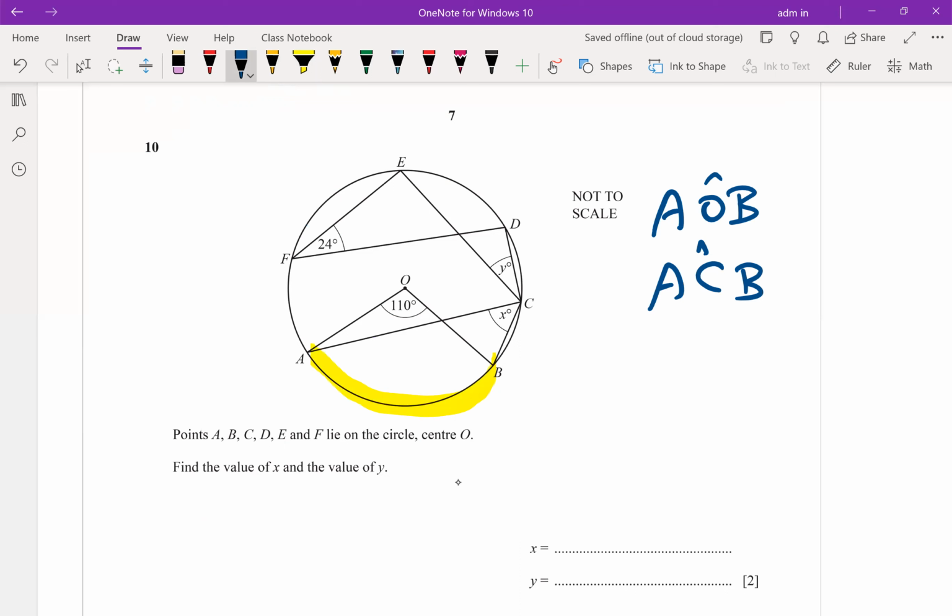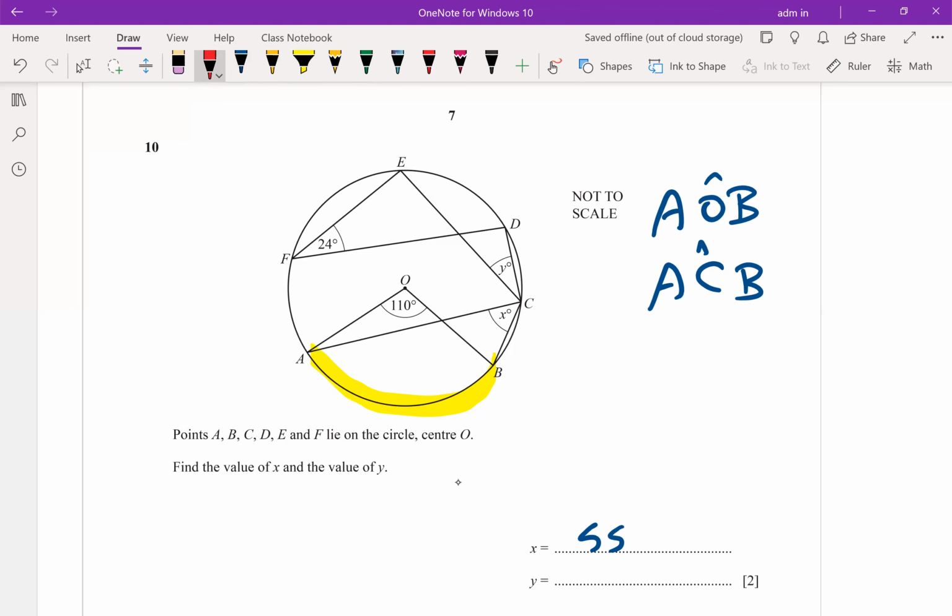AOB is the central angle, ACB is the circumference angle. The circumference angle is half of the central angle, subtended by the same arc, so it is 55. So x will be 55. But if I ask you to show working and give a reason, you have to mention: the circumference angle is half of the central angle, subtended by the same arc. When I read it: AOB central angle, ACB circumference angle, subtended by the same arc. A central angle is double the circumference angle, and a circumference angle is half of the central.